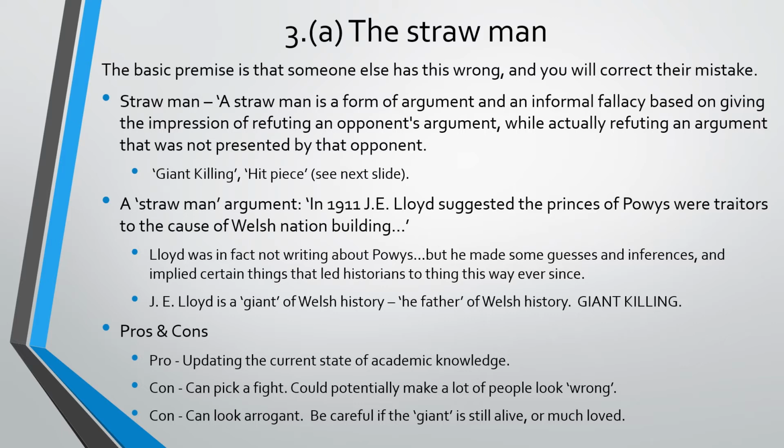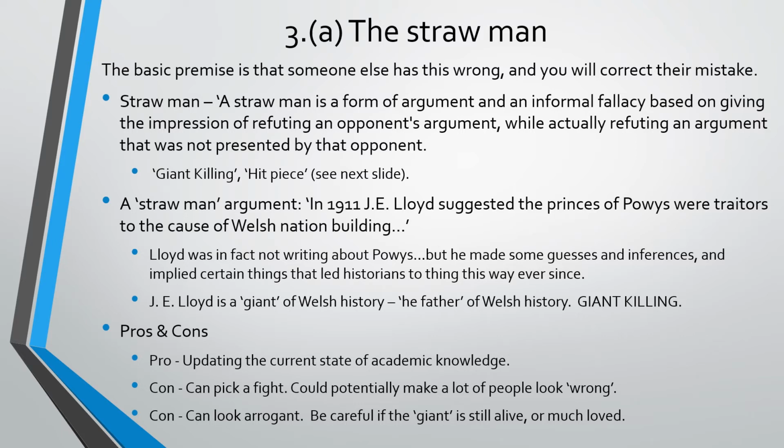If I can give you an example here, we might say, in 1911, J.E. Lloyd suggested that the princes of Powys were traitors to the cause of Welsh nation building. Now, this is true. J.E. Lloyd did suggest that the princes of the Welsh Principality of Powys were traitors in this kind of national project of building an early Welsh state.